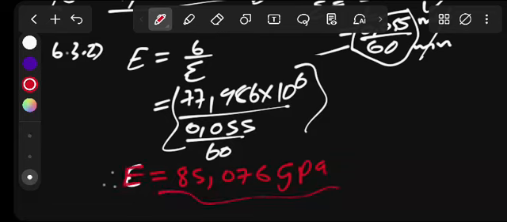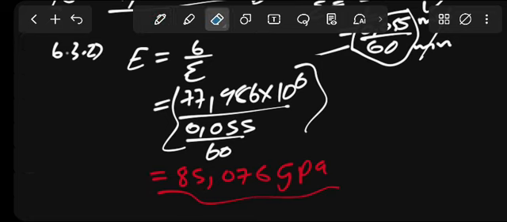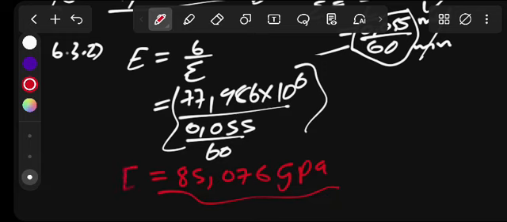This is our Young modulus. It's E. All right, let me write it so that you'll see. This is our Young modulus. So this is what we have so far, guys, and thank you for watching.